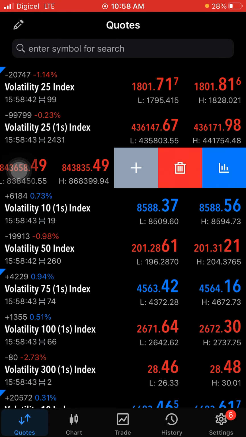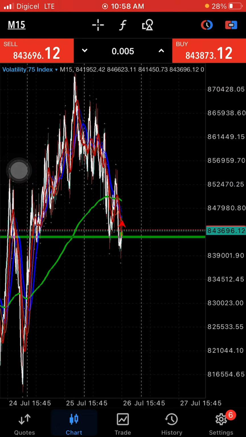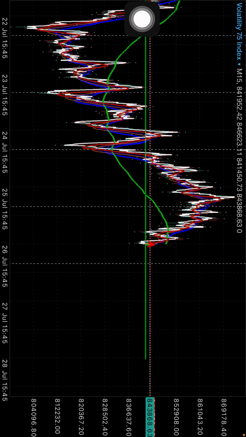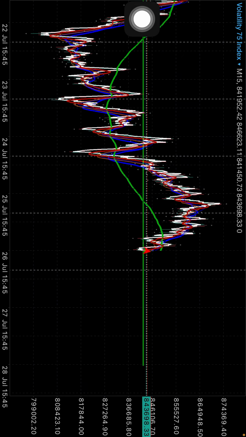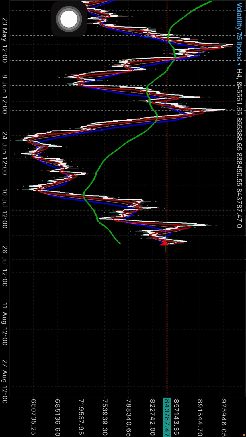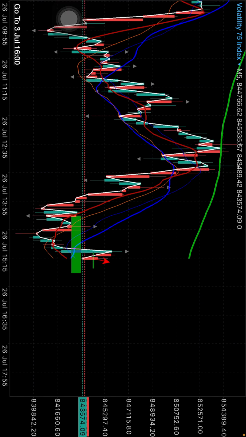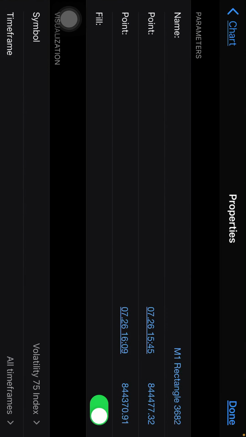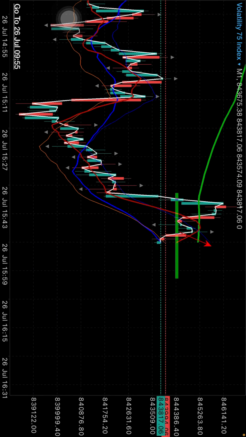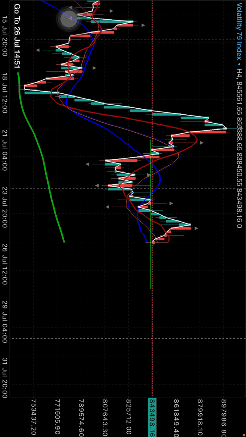So let's show you guys what I use, what I do. First, you have to go on the higher time frame. Let's say I want to enter VIX 75. I would go on the higher time frame. Let's delete this, and delete one more time frame. Right, so let's go on the higher time frame.